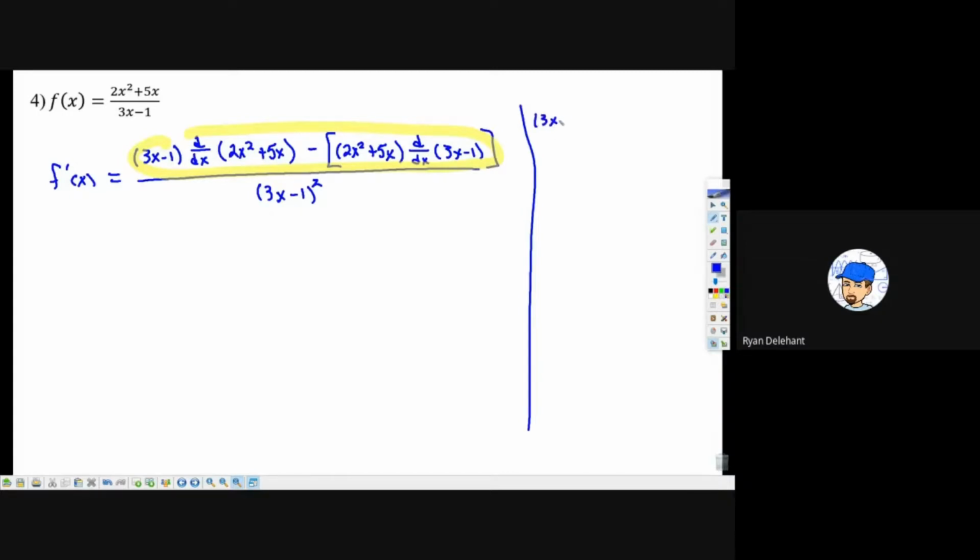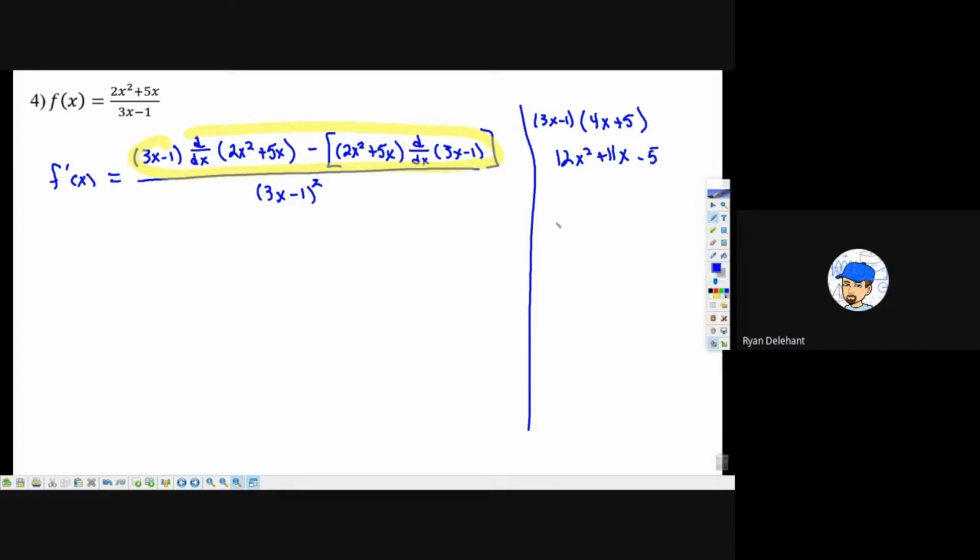So that's going to be 3x minus 1 times, if we take the derivative of this, we're going to get 4x plus 5. And then when we multiply it out, because we'll need to simplify everything on the top, we're going to get 12x squared, and we're going to get 3 times 5, so that's 15 minus 4. So 15 minus 4 is 11. So we're going to get plus 11x, and then negative 1 times positive 5 gives us negative 5.